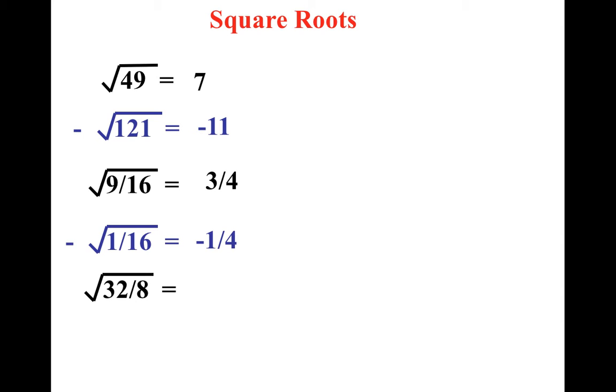This one, did you simplify it first? Because 32 divided by 8 is 4. Now it's an easy one. 2. And this one. Okay, all you have to do is divide, and you get your answer.